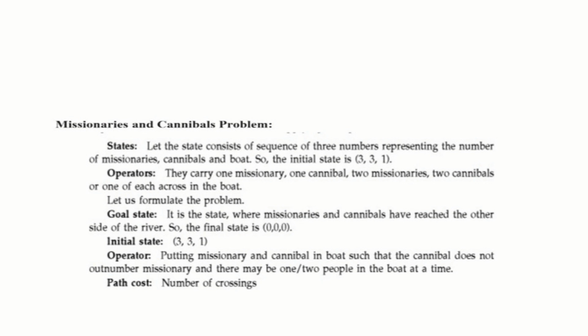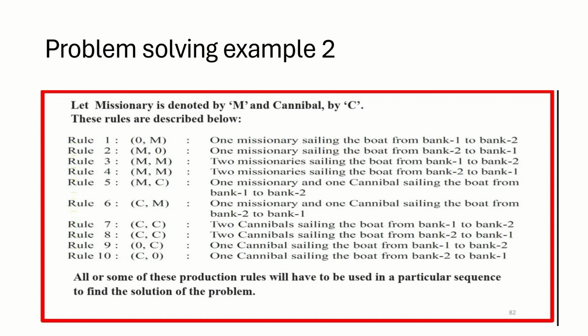Operators. Putting missionaries and cannibals in a boat such that the cannibals do not outnumber the missionaries, and there may be 1 or 2 people in a boat at a time. The operator states that we must put missionaries and cannibals in a boat in such a way that cannibals do not outnumber the missionaries, and there can be either 1 person or at most 2 people in a boat at a time. Path cost here specifies the number of crossings between bank 1 and bank 2.